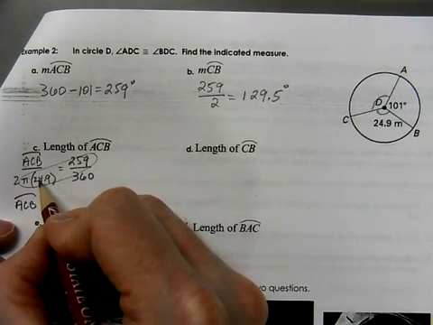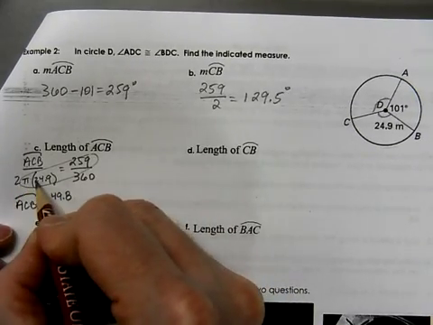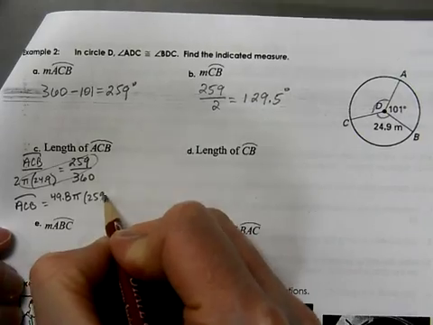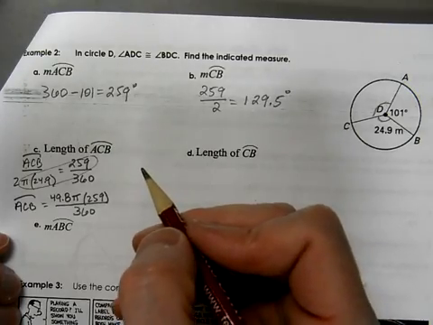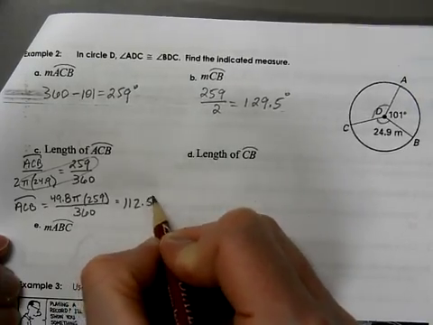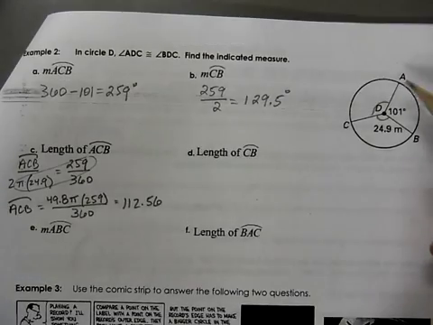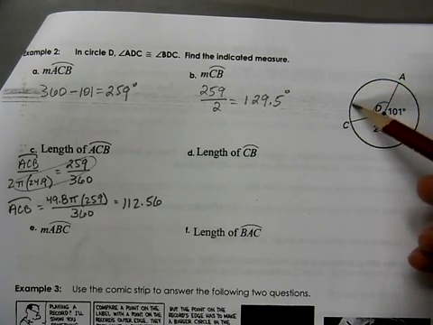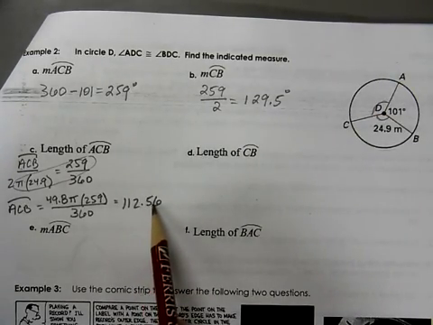So we're going to get 49.8. That's 2 times 24.9. Pi times the 259. And that'll come out to be 112.56. So looking at our circle, the distance, if the radius is 24.9, the distance from A through C all the way to B, that distance would be 112.59.